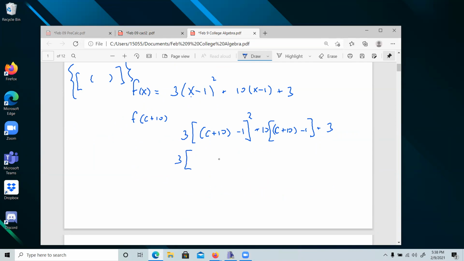So here, right, there's no distributing. We have c plus 10 minus 1. Well, I could just write that as c plus 10 minus 1 squared plus 10 times c plus 10 minus 1, plus 3. So there's nothing magic that's going on here. I don't have to distribute over it. This is just going to be c plus 9 squared. And there's 3 of them. Plus 10 times c plus 9, plus 3. Okay, so be a little bit careful about that.